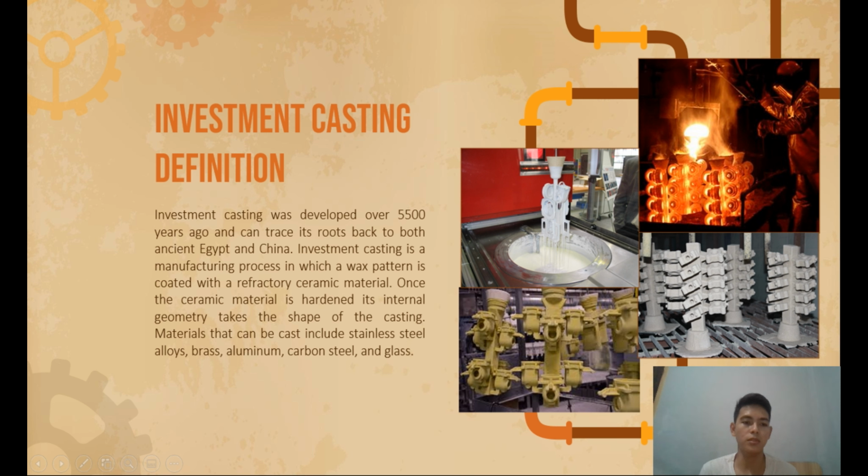Once the ceramic material is hardened, its internal geometry takes the shape of the casting. The cavity inside the refractory mold is an exact duplicate of the desired part. Materials that can be cast include stainless steel alloys, brass, aluminum, carbon steel, and glass.